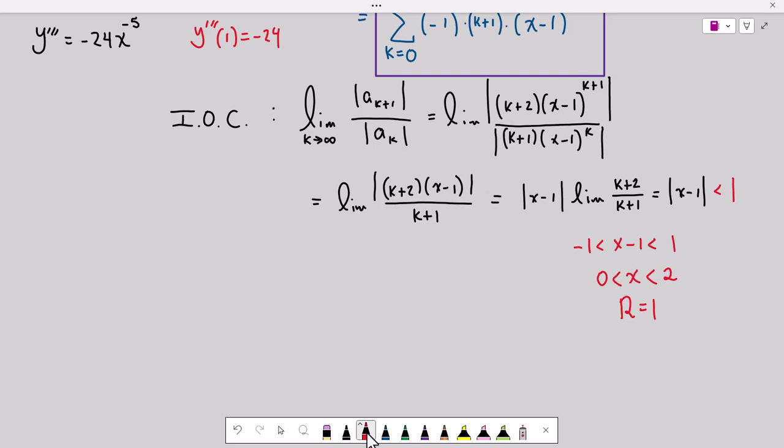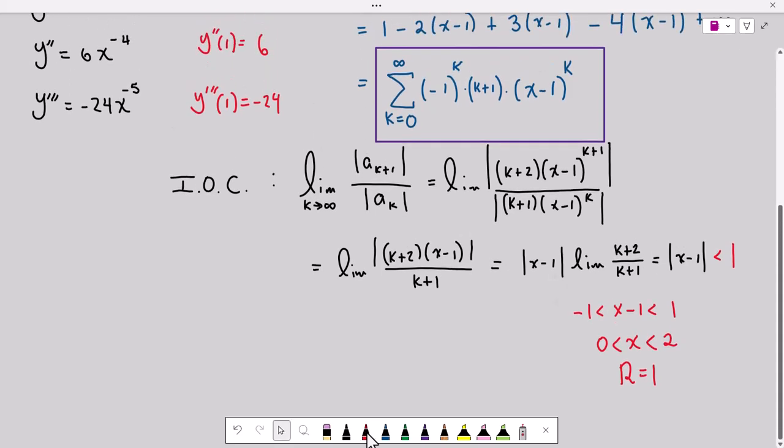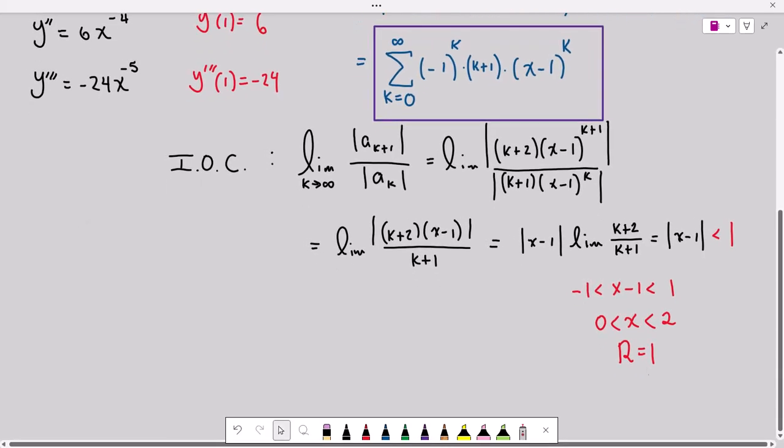So we know that we have absolute convergence for this power series for any number that's between 0 and 2. Between. Now we have to check for the endpoints. So we come over and test each endpoint. So we've got to test the left endpoint, which is 0.